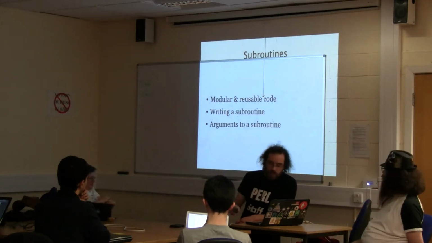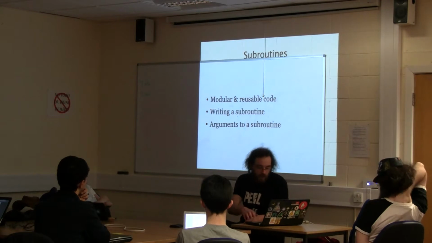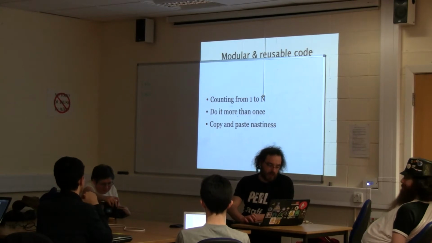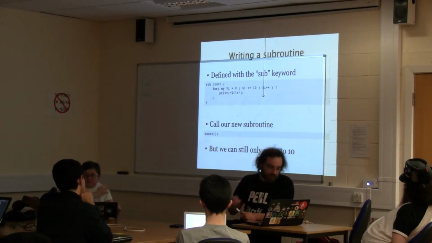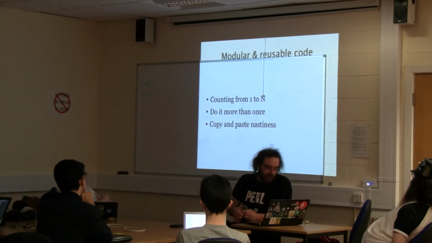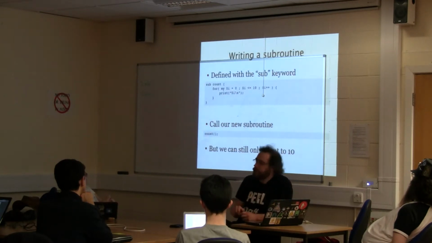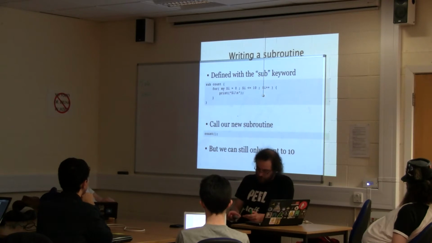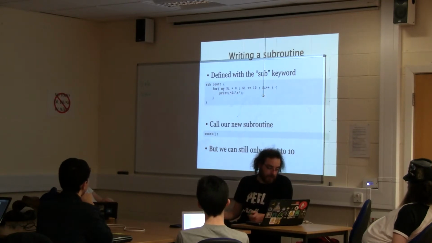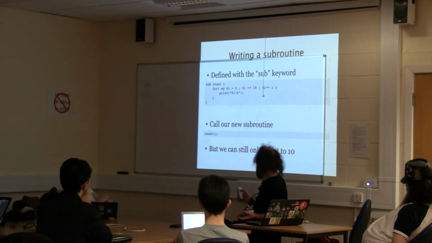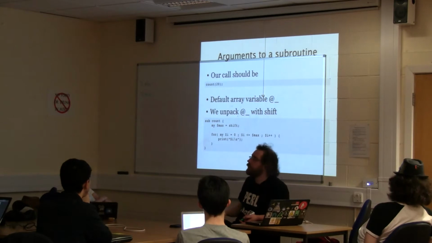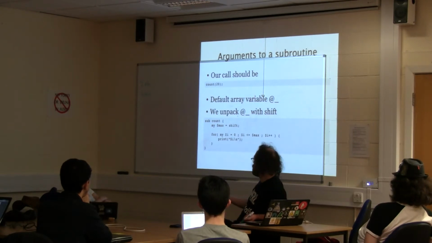Right, so modular and reusable code: writing subroutines and arguments to a subroutine. If we wanted to count from 1 to n and do it more than once, we could do some nasty copy and paste nastiness. But actually we want to define it as a subroutine called count. In here we've got this which counts from 0 to 10. And we can call that subroutine just by calling the count function. That's fairly straightforward, but we can still only count to 10. So we want to add an argument. So we can say count 20, and it gives 0 to 20.